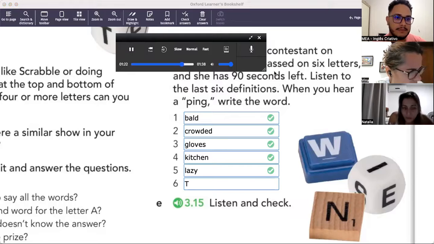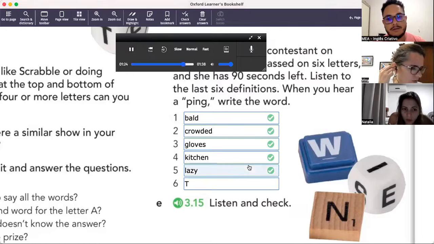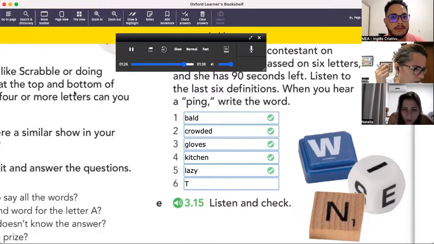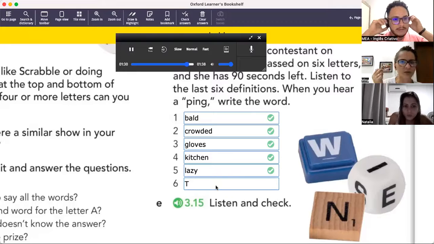It begins with T. It's a thing with a screen that you can watch shows and movies on. Just 3 seconds left.